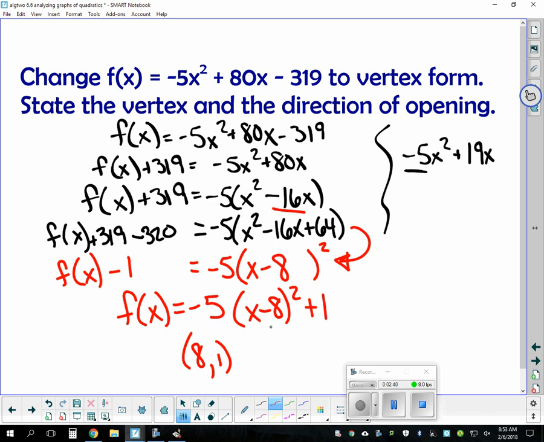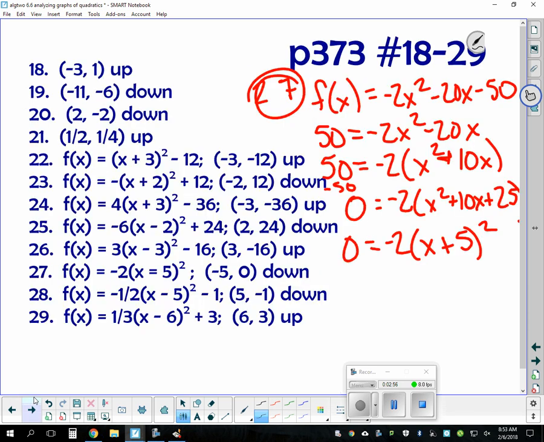You have to use the opposite sign because your formula is x minus h plus k. What's the direction of opening? Down. And it opens down. Any questions on this? You are, man. Super awesome. All right, your homework from yesterday, there were lots of evens, so go ahead and check those out.